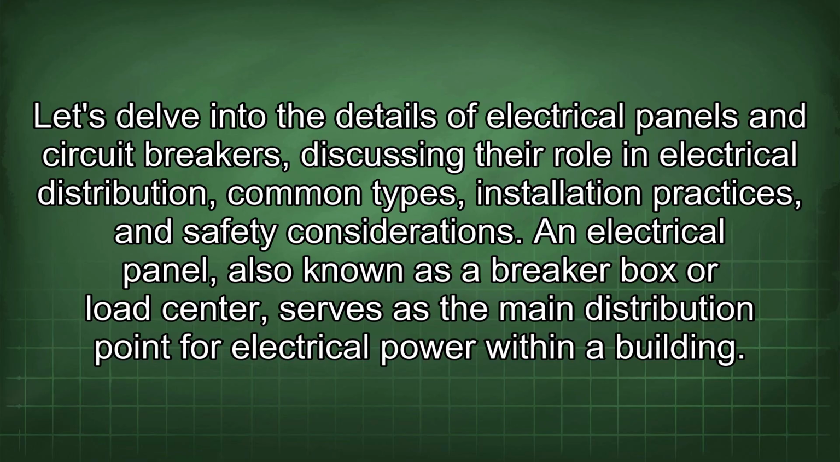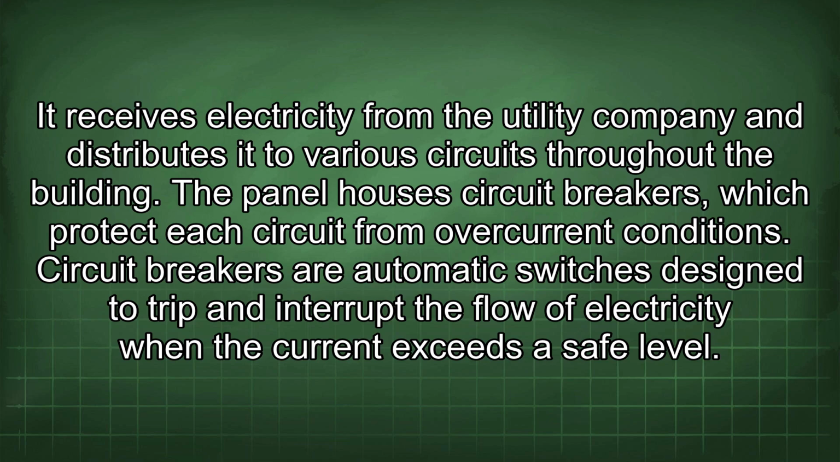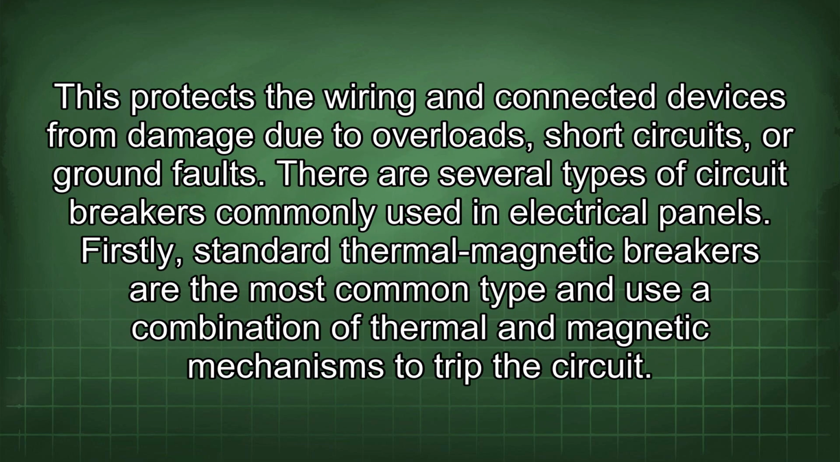distribution point for electrical power within a building. It receives electricity from the utility company and distributes it to various circuits throughout the building. The panel houses circuit breakers, which protect each circuit from overcurrent conditions. Circuit breakers are automatic switches designed to trip and interrupt the flow of electricity when the current exceeds a safe level. This protects the wiring and connected devices from damage due to overloads, short circuits, or ground faults.